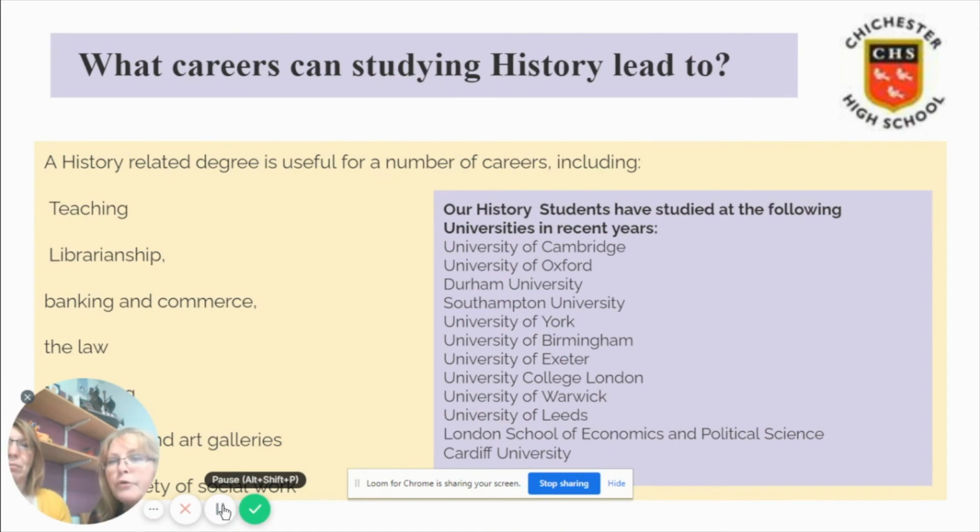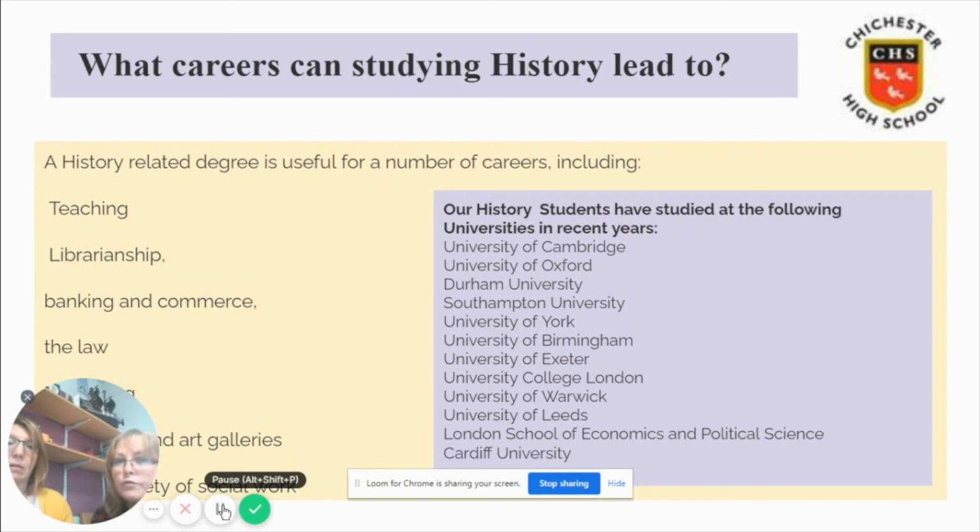There are a large number of careers that studying history can lead to. There are obviously very specific careers for history, and many of our students graduate and go into teaching. We've actually got one who has returned training with us currently. Librarianship is a very popular one for history graduates, as are accountancy, banking and commerce, because it's a very logical subject. Many go into the law, many go into museums and art galleries, and a lot go into social work. But any career where you require good analytical skills, good report writing, or even just good research is a career that many historians will go into.